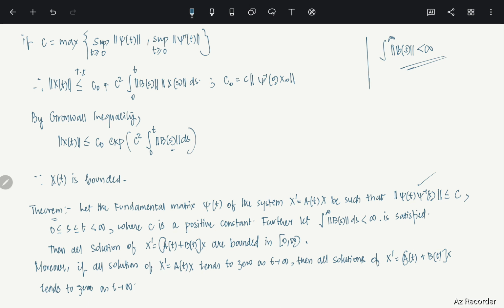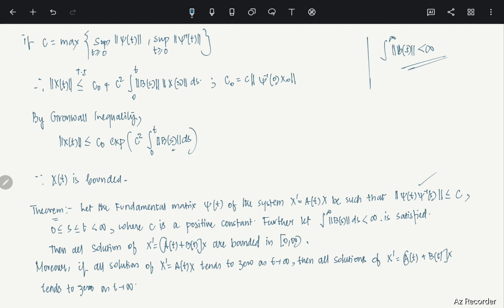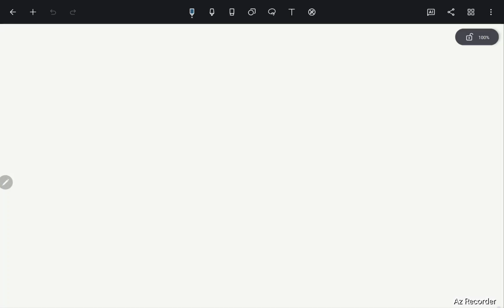So essentially, if the solutions of the homogeneous problem are bounded, then the solutions of the perturbed systems are bounded. If they go to 0, then the solution goes to 0. Which is a very straightforward thing. It just mimics that solution. Okay, let's look at the proof. The proof is not very difficult.